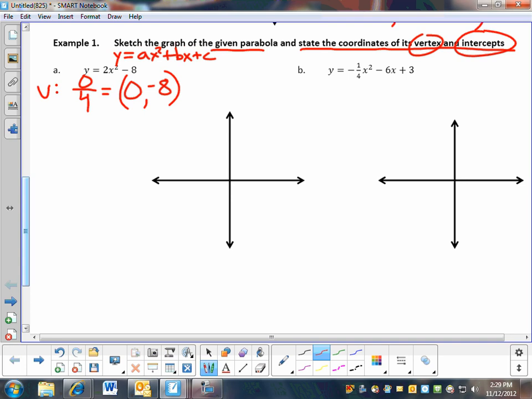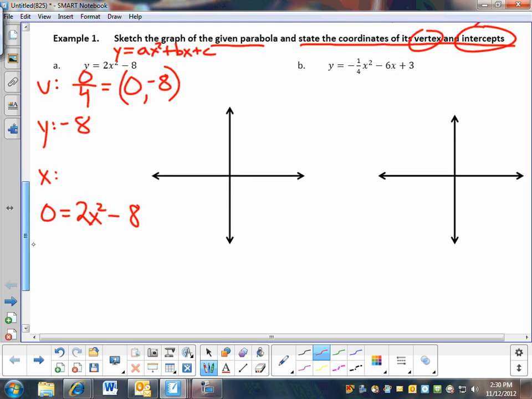Second, I need to find the x-intercepts and the y-intercept. I'm going to do the y-intercept right away. The y-intercept is whatever you get when you plug in 0 for x, which always just ends up being the constant. So the constant at the end is always your y-intercept in this form. So what's the y-intercept? Negative 8. To find the x-intercept, I now take the y value and set it equal to 0 and solve for x. So 0 equals 2x squared minus 8. Beautiful.